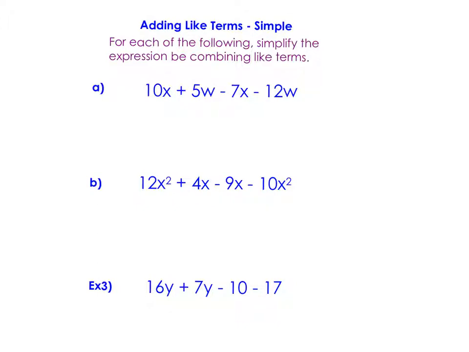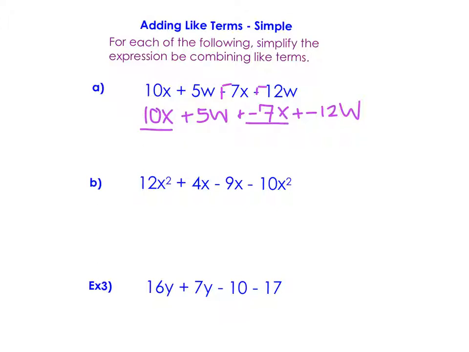So we're going to start simple here, and we're just going to combine like terms that we see in each statement. Now remember, our first step is to always go through and use keep, change, change. So we have 10x plus 5w plus a negative 7x plus a negative 12w. And then from here we identify our like terms.